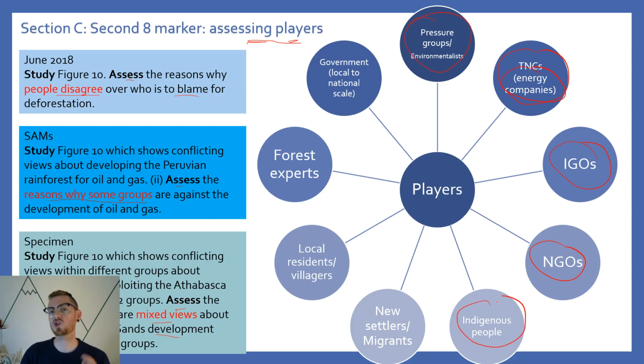Indigenous people, super important to this exam. Indigenous people are the original inhabitants of that area, of that land. Okay, so an example would be the First Nations people of Canada. Okay, an example of those would be like the Inuits. Okay, so the original ethnic group in that area.